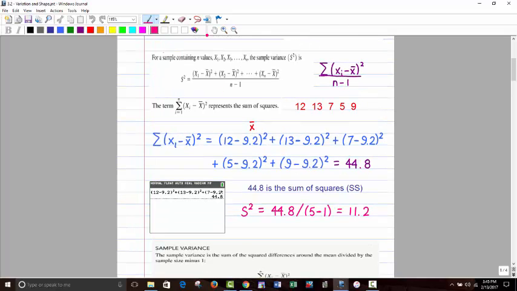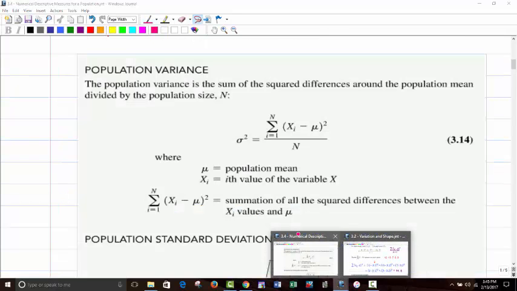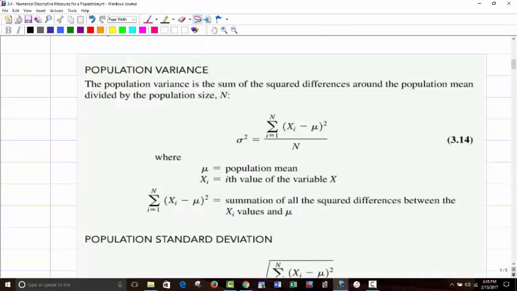But notice this is what I was trying to focus on right here. Then I'll go back to 3.4, is the denominator here. We divided by n minus 1 for sample variance. For population variance, we do not do that. We divide only by the population size n. So you see, that's what's going to make these answers be a little bit different.